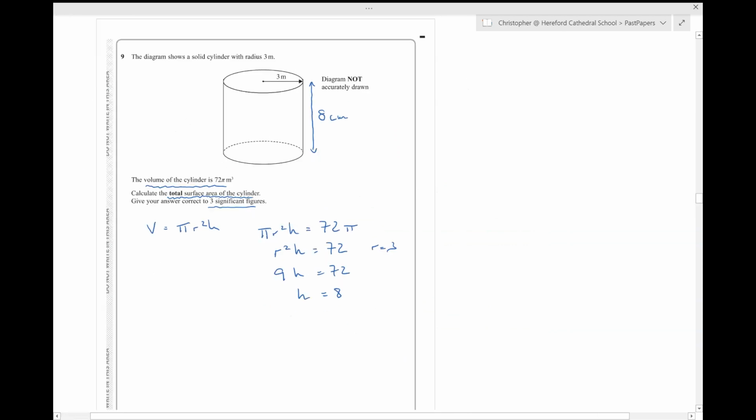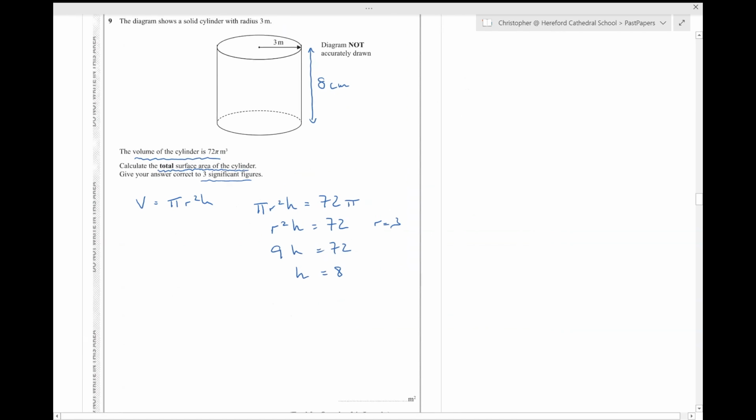Well, again, there's a formula that might help you at the front of the paper. It tells you that the curved surface area, the curved part of the surface area, is 2 pi r h. That's the curved surface area. And of course, if I'm going to work out the total surface area, I'll have to do the curved surface area plus the area of the top, and the area of the bottom. So that's going to be pi times 3 squared for the top and pi times 3 squared for the bottom.